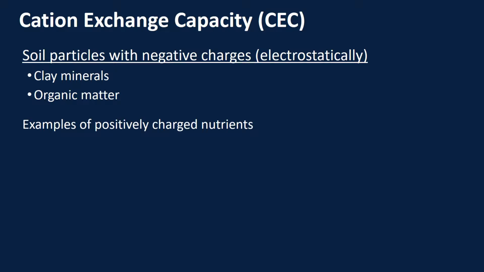Below are some examples of positively charged nutrients. K+ is potassium, NH4+ is ammonium, Ca2+ is calcium, Mg2+ is magnesium, Zn2+ is zinc, Fe3+ is iron. So these are all positively charged nutrients that are all attracted to negatively charged soil surfaces.